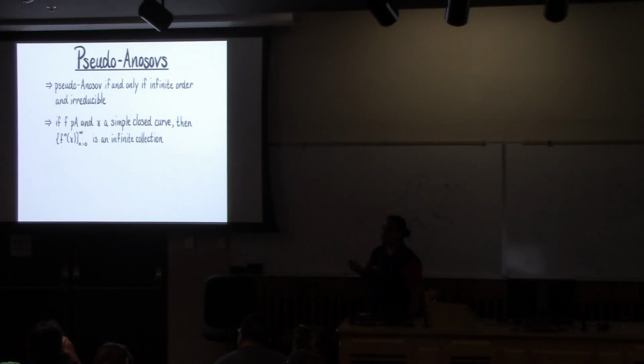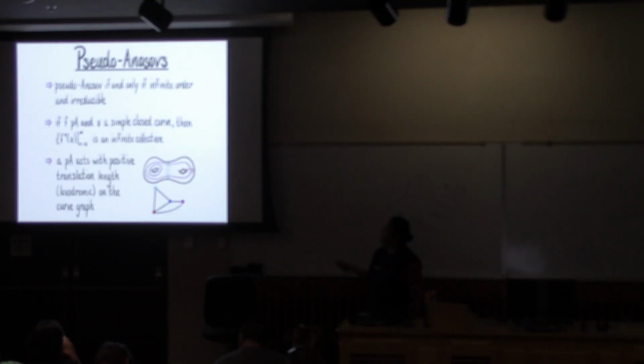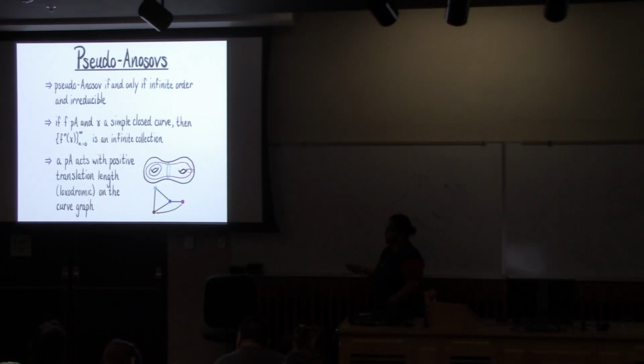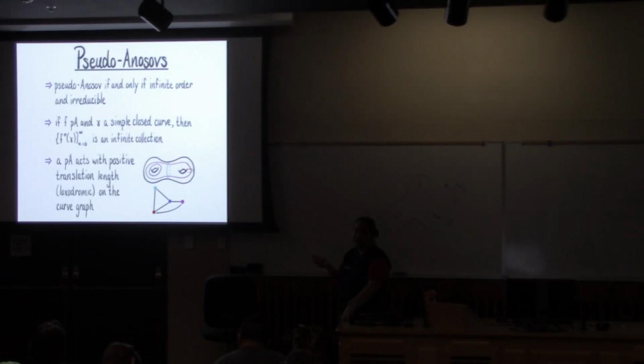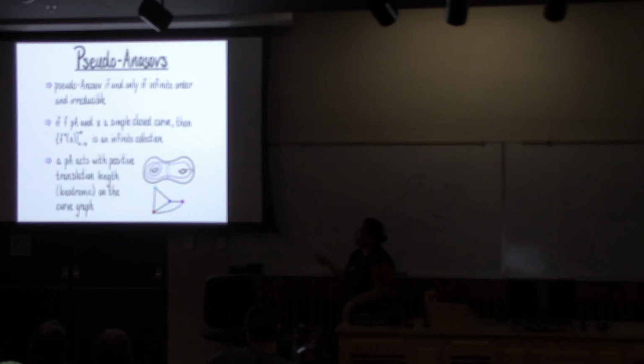Which gives us another way of thinking about elements of the mapping class group. I'm not going to spend too long on this, but if this is something you've seen before, it might be familiar. Because we are getting this infinite collection of essential and distinct simple closed curves, we actually get an axis of translation in a hyperbolic graph called the curve graph.